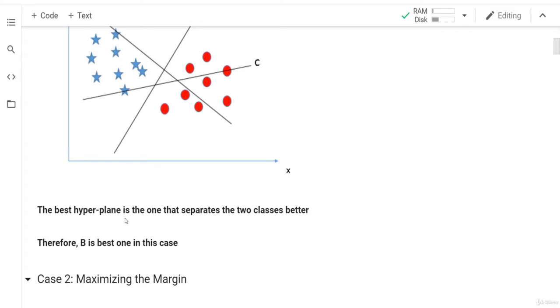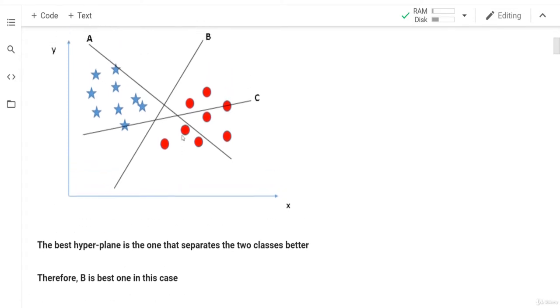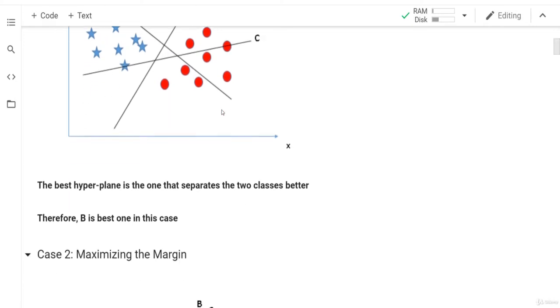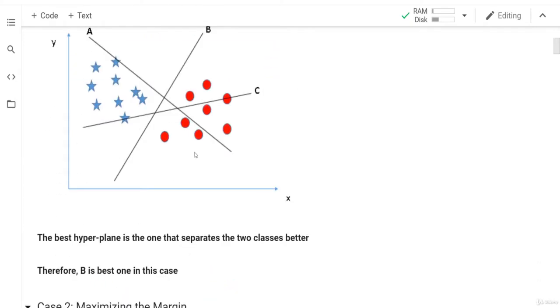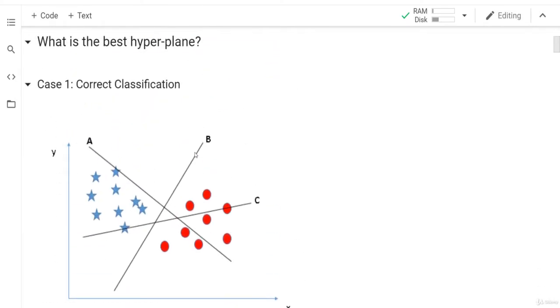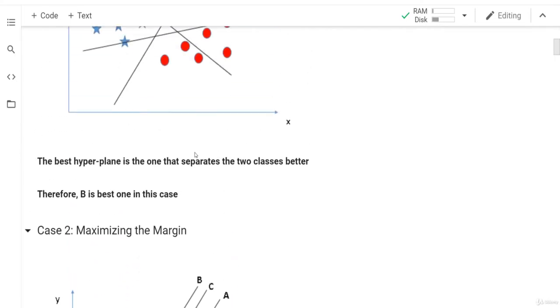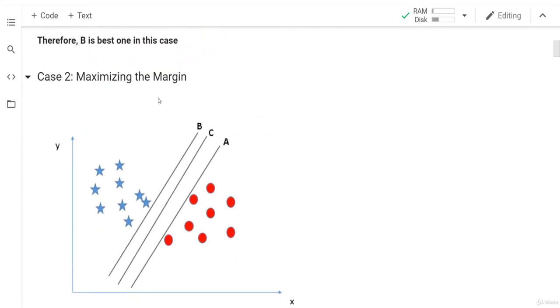Why? Because it's separating the two classes better. All the data points here are correctly classified, and all the data points here are also correctly classified. So this is the first case: correct classification. We care about correct classification. Now let's look at the same data, but now we have three other hyperplanes: A, C, and B like this.